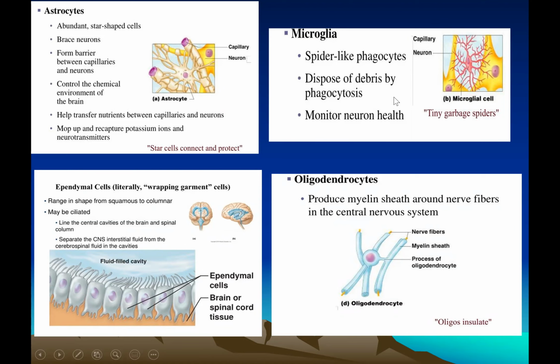Microglia are the immune cells that can eat up debris in your brain by phagocytosis. Oligodendrocytes are the cells for myelination. Myelination means wrapping around the axon, thereby insulating it.